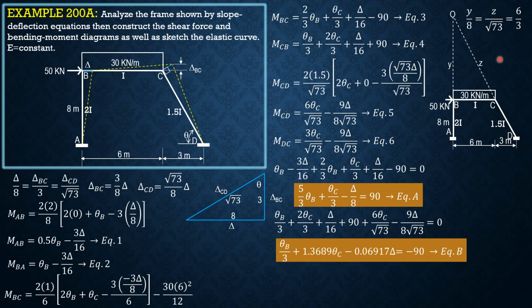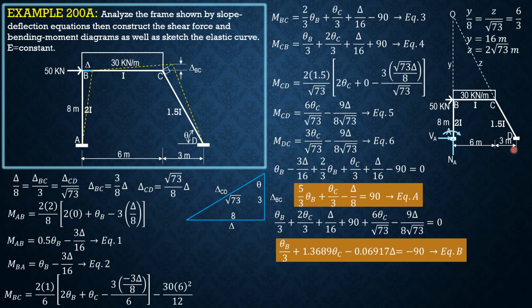So Y is 16 and Z is 2 square root of 73 meters. So this is square root of 73, this is 2 square root of 73, so the distance from O to D is 3 square root of 73. This is 8, this is 16, double of 8, so supposedly this is 24. And apply the shear, normal, and moment.